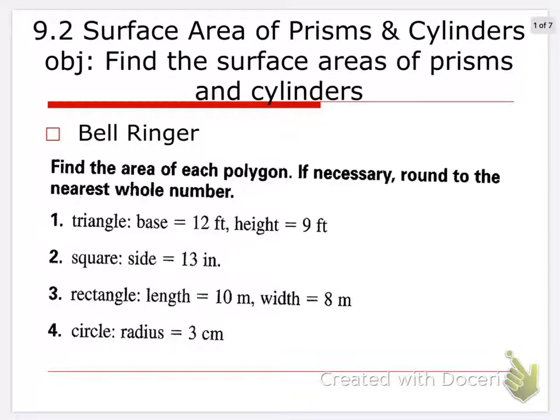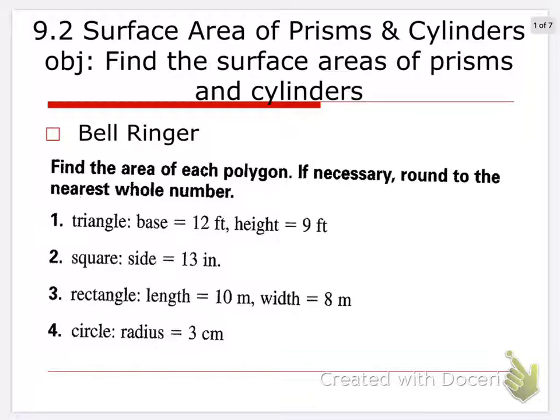Okay, now we are on to 9.2, surface area of prisms and cylinders, guided notes for today. Our objective is to be able to find the surface area of prisms and cylinders. Your bell ringer is to find the area of each of the polygons, if necessary, round to a whole number. So we're going to start with the first one.